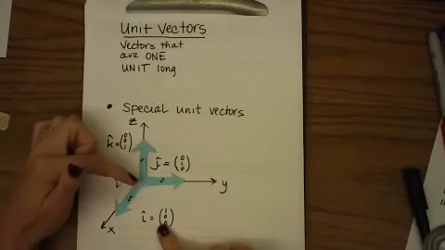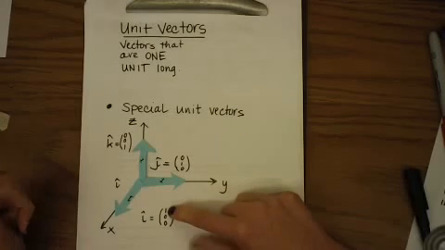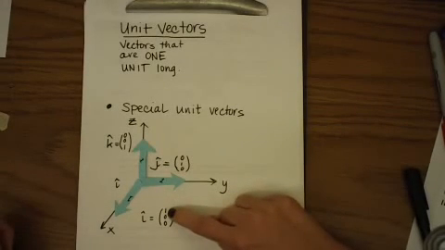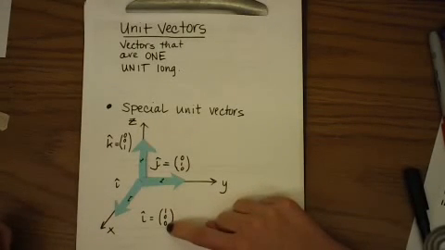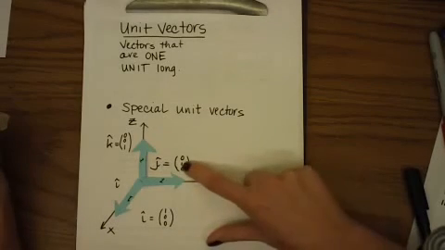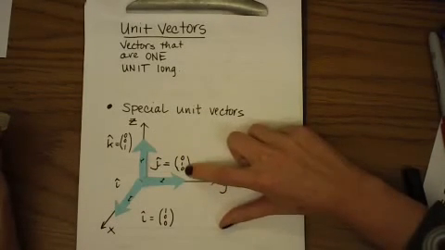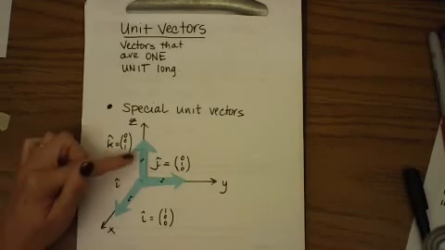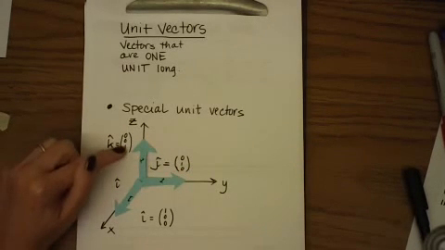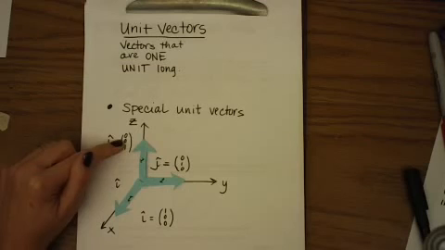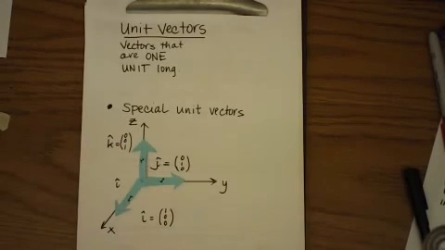i goes 1 unit in the positive x direction, and it doesn't go anywhere in the y or the z direction. j goes 1 unit in the positive y direction, and it doesn't go anywhere in the x or the z direction. And k goes 1 unit in the positive z direction and doesn't go anywhere in the x or the y direction. We're going to be doing a couple things with unit vectors.